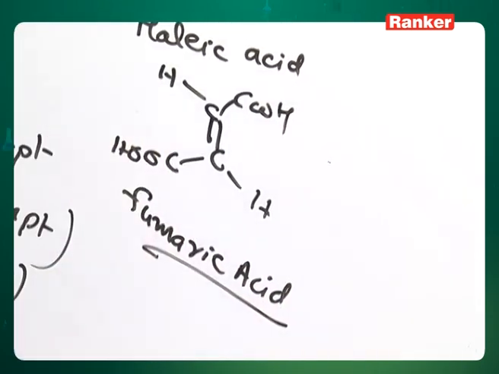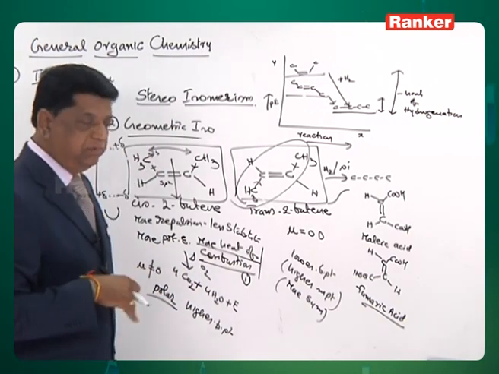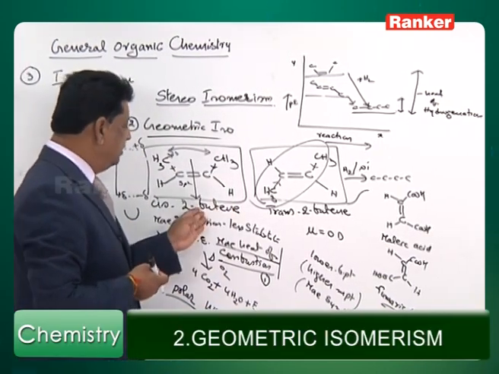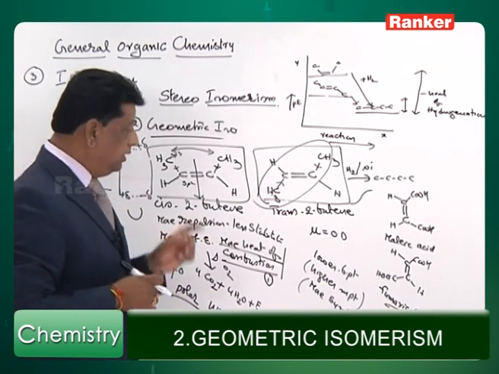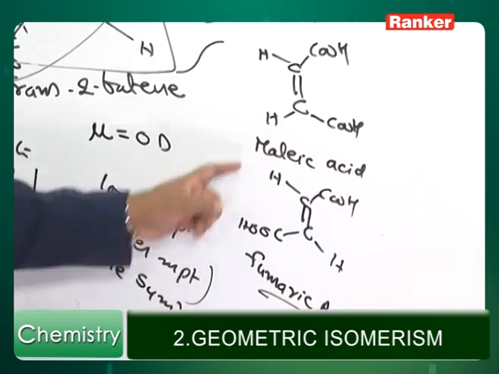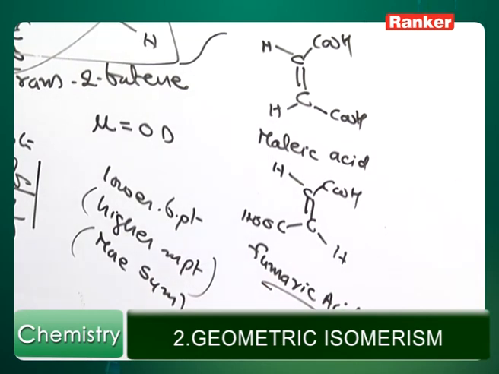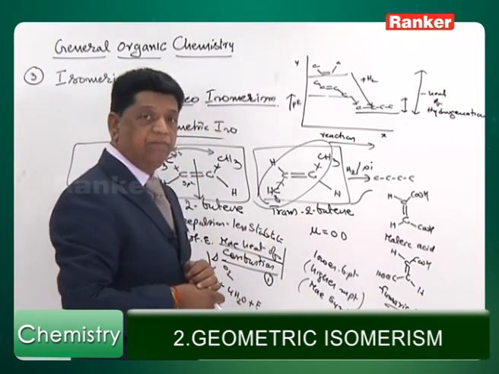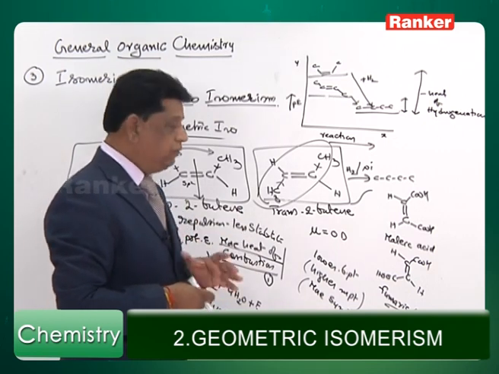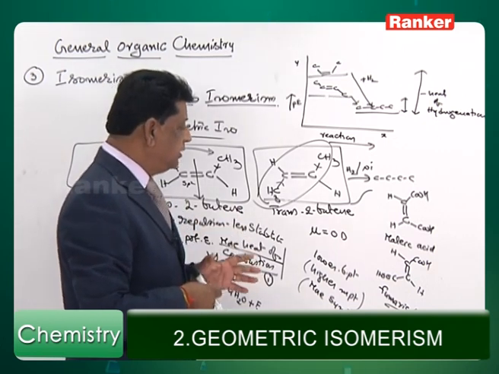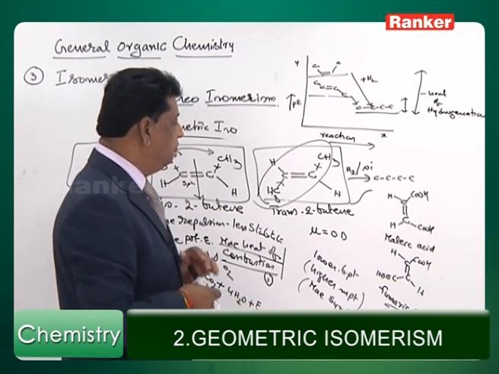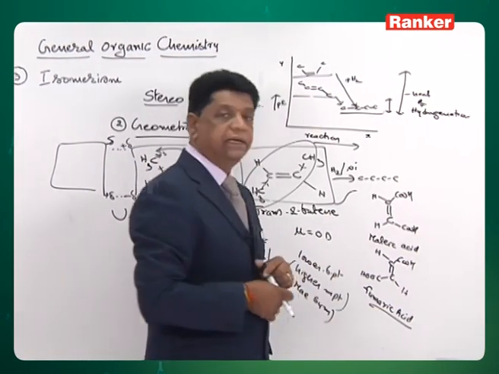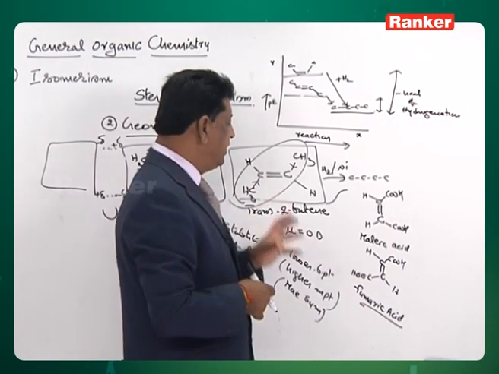Generally, the geometric isomers are not given separate names. See, cis and trans, the name is the same, 2-butene, but here common people have got two separate names. Maleic acid and fumaric acid are geometric isomers having two different names. This is a rare case once again. Geometric isomers having two different names for each one. Maleic acid is the cis one, fumaric acid is the trans one. We have one specific observation.